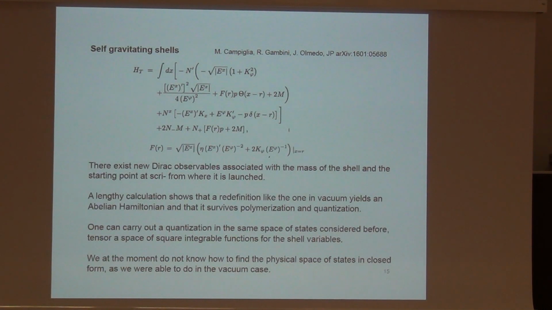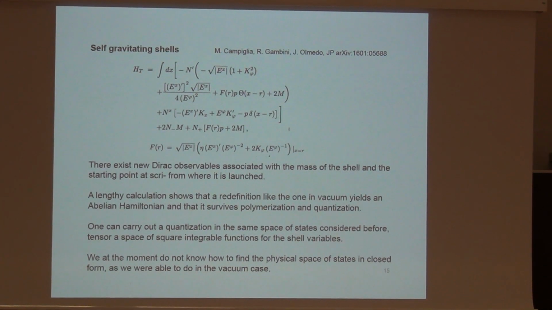We extended this whole treatment beyond vacuum to the case of self-gravitating shells. Okay, that's the next step, if you want, in spherical symmetry. So the Hamiltonian is pretty much the same we had before, but there are all these terms with deltas and thetas and so on having to do with the shell. Now, there are new Dirac observables associated with the presence of the shell, of course. And through a lengthy calculation, we showed that, again, the algebra could be turned into a Lie algebra. So you could try to do a quantization.